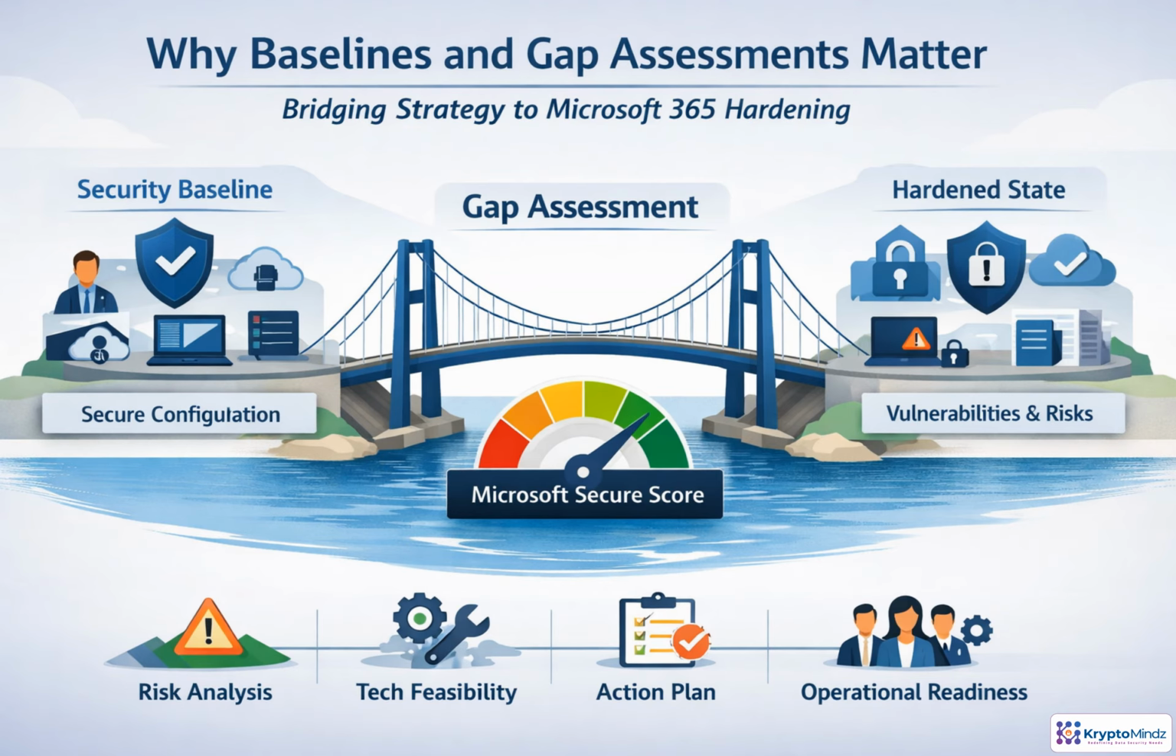A security baseline is the agreed target for how Microsoft 365 should be configured across identities, devices, data, and workloads. A gap assessment compares today's tenant against that target and shows what needs attention. Microsoft Secure Score helps by highlighting recommendations, but it is not the full maturity story. Real hardening comes from deciding which gaps matter most, which fixes are technically realistic, and whether the organization is ready to operate the controls consistently. That is what turns strategy into an actionable remediation plan.